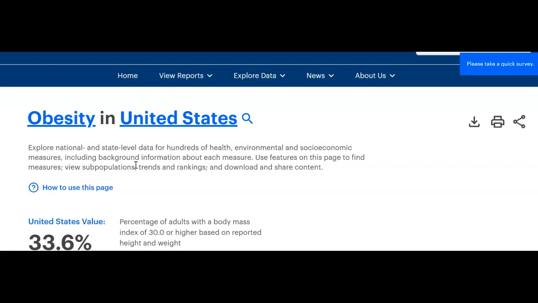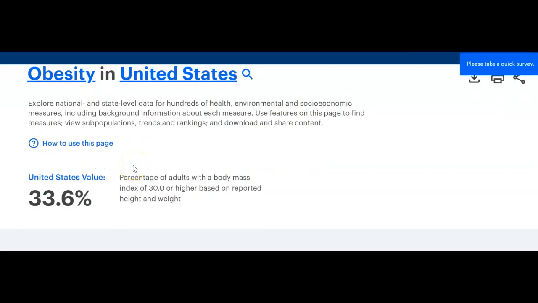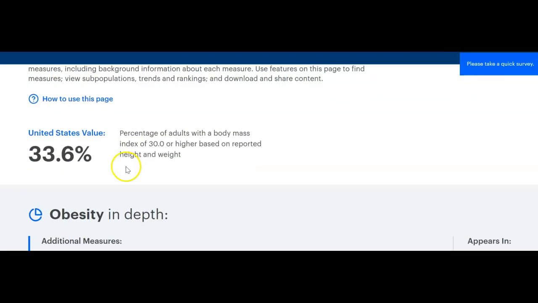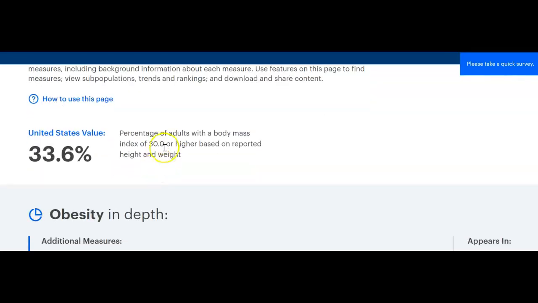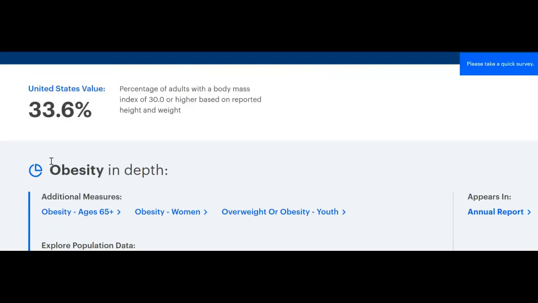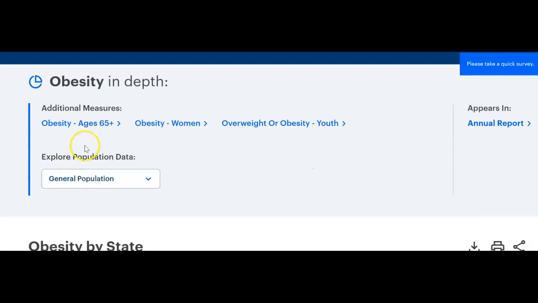So I click on and it's talking about obesity in the US, and it's sharing data, really specific as far as the percentage of adults with a BMI, body mass index, of 30 or higher. And that is the criteria for obesity. So, wow, it's a large number, is it not? And then there's going to be more in-depth information.